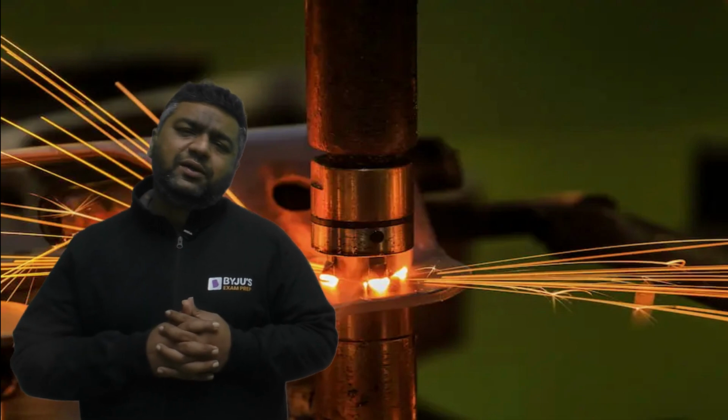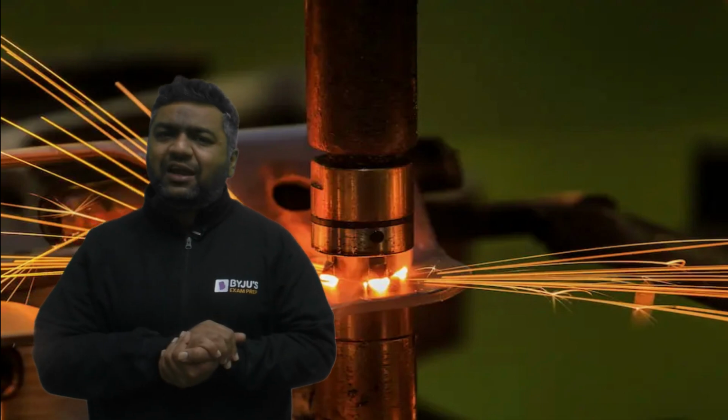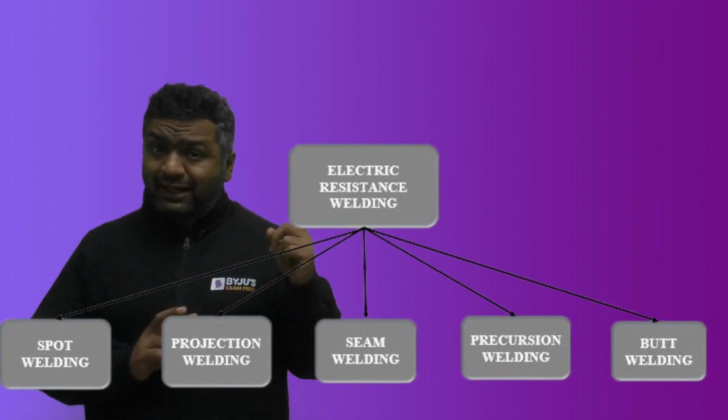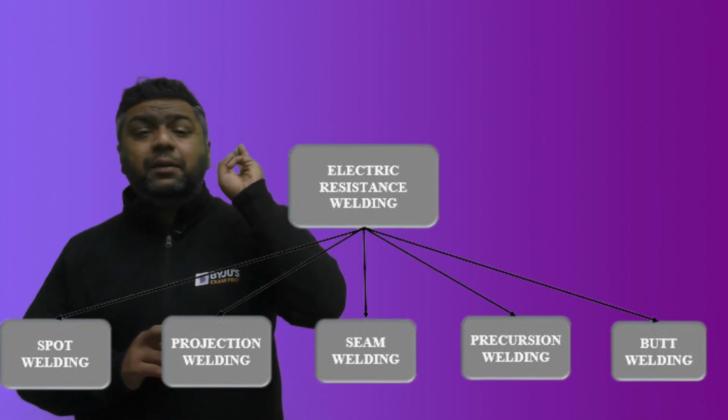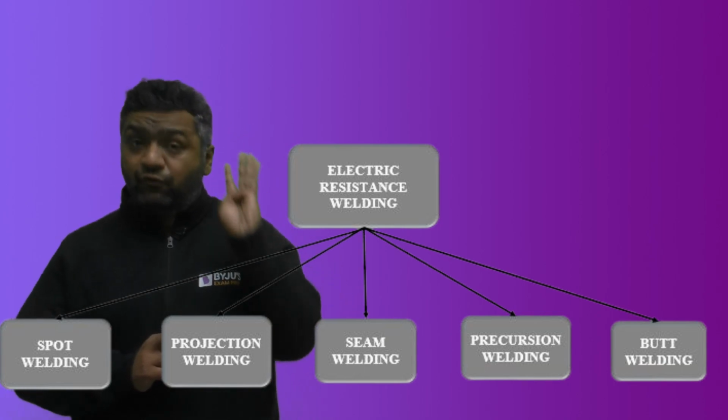When we are talking about the resistance welding, there are majorly 5 types. Number 1 is spot welding, number 2 projection welding, number 3 seam welding, number 4 flash butt welding, and number 5 high frequency resistance or induction welding process. First of all, we will talk about the resistance spot welding process.